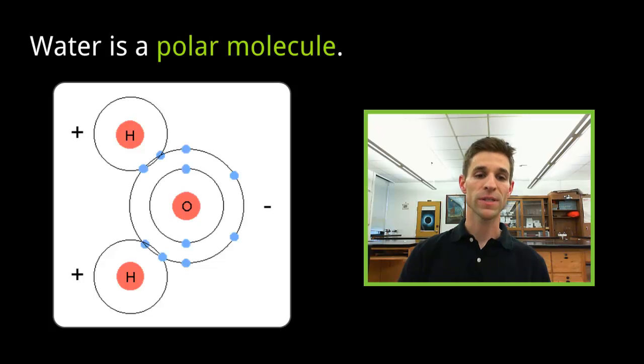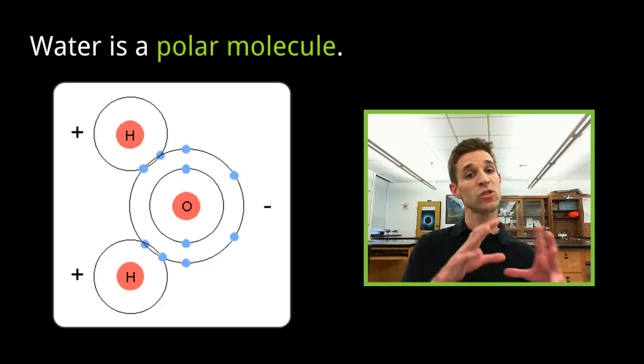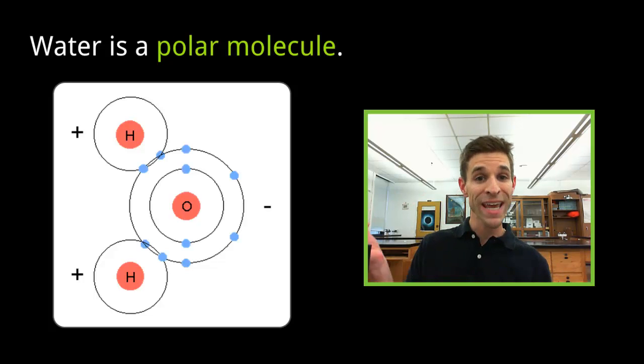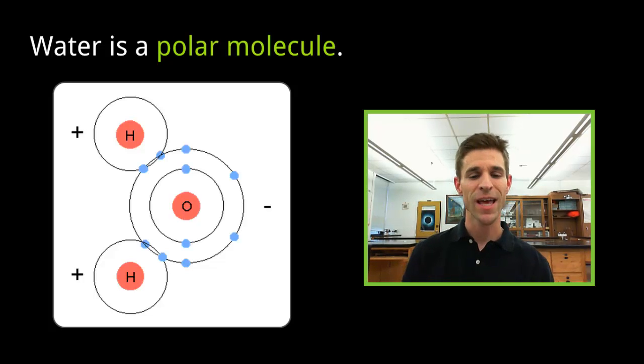Water's unique properties stem from the fact that the actual molecule itself has different electric charges on different ends of the molecule, and so we call it a polar molecule because it has two separate poles. It has a positive side, which is the more hydrogen side of the molecule, and the more negative side, which is the oxygen side of the molecule.